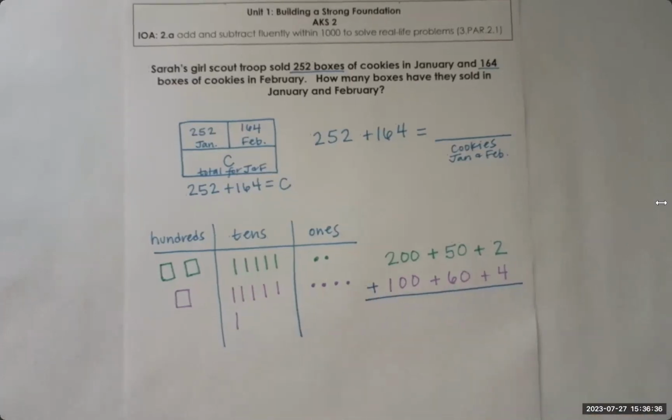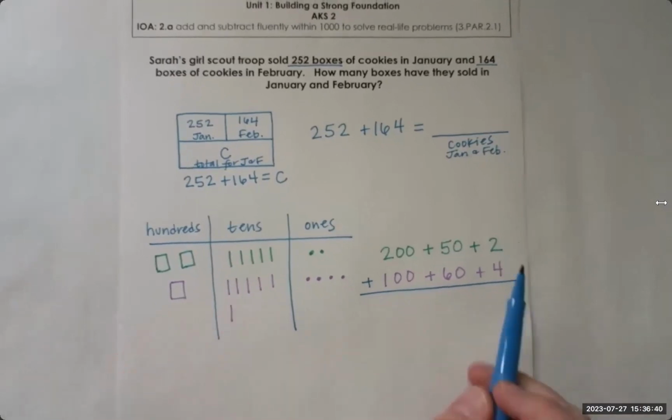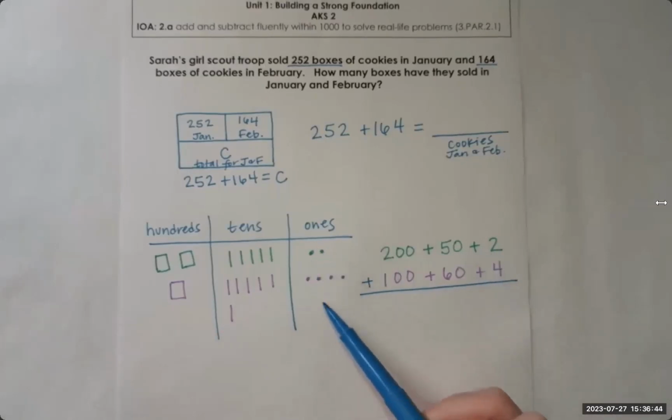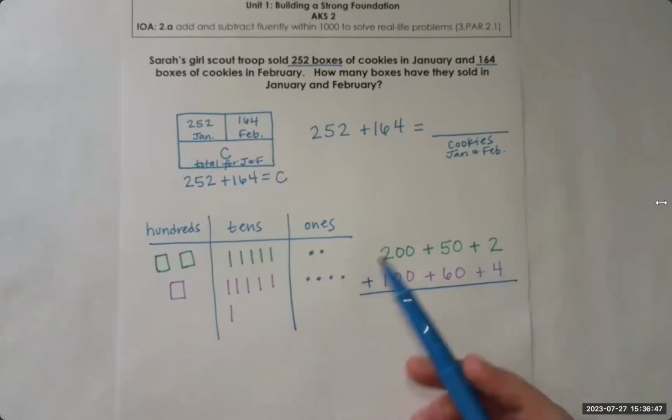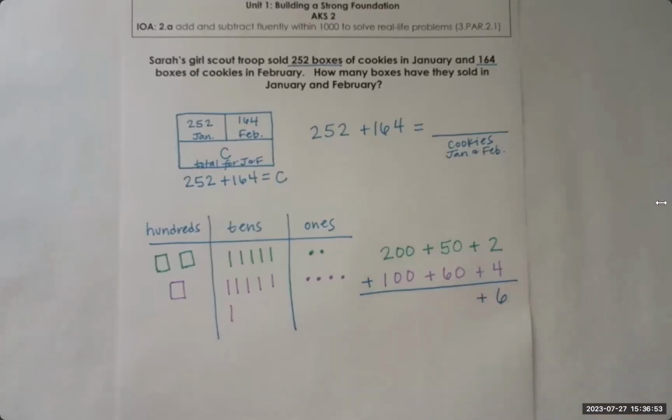So there's my expanded form equation. Again, I'm going to pair these two pieces. Let's start in that ones place. I have 2 ones plus 4 ones. If I count all the ones in my ones place, 2 plus 4 is equal to 6. Okay, so there I've added my ones.